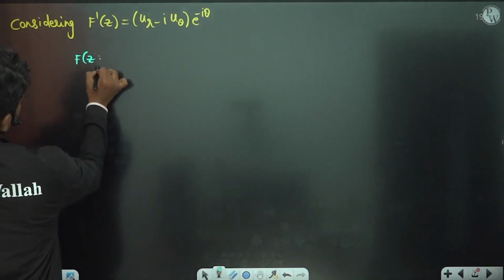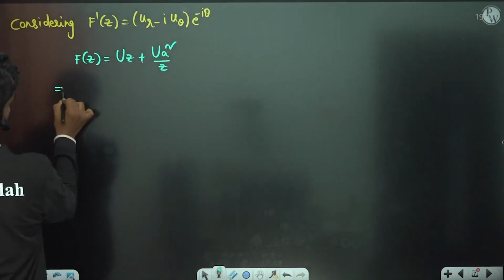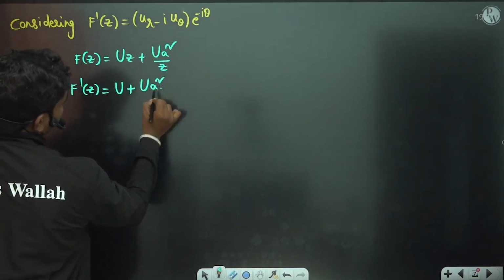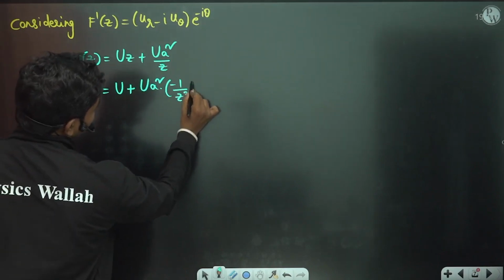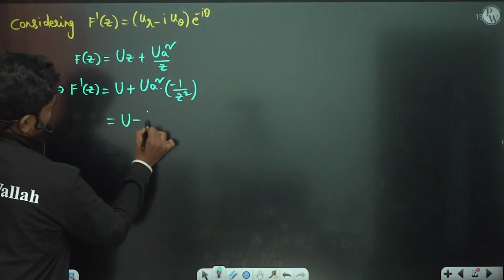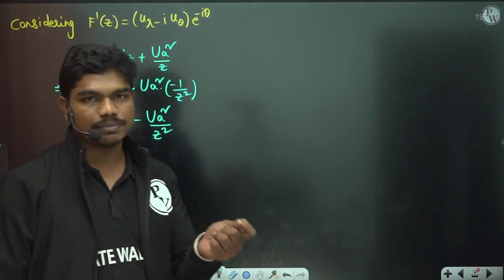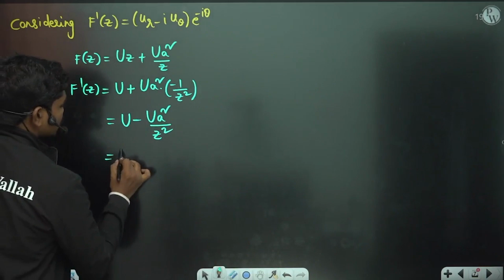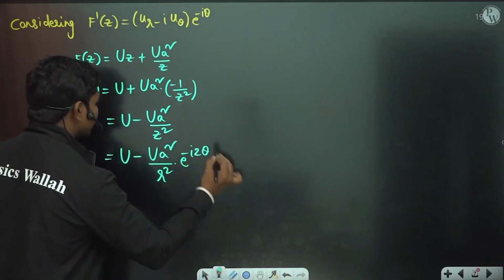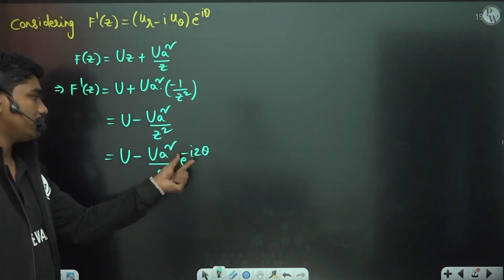f of z is equal to U z plus U a² by z. So if you differentiate this, f dash of z is equal to capital U plus U a² into the derivative of 1 by z, which is minus 1 by z². So this is minus 1 by z². Now if you split this, U minus U a² by z². Now how do I write this z²? You know, z² is equal to r² into e power i 2 theta. So this can be written as U minus U a² by r² into e power minus i times 2 theta.